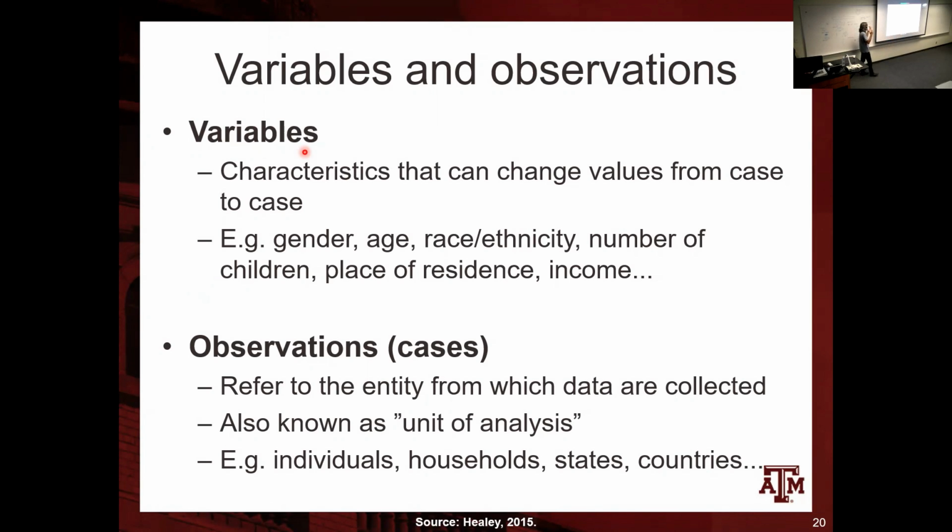Whenever you have a course, usually in social science, that deals with data analysis, empirical analysis, we always refer to variables, characteristics of people, collecting observations from specific units of analysis, and organizing that information in a database. So it's just good to have that clear. What are those things? So variables are characteristics that can change values from case to case.